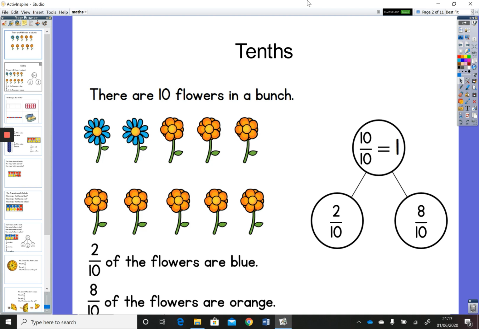And remember, if the numerator and the denominator are the same, then that is the whole. That is 1 in this case, because here you've got 10 flowers. 2/10 are blue and 8/10 are orange.